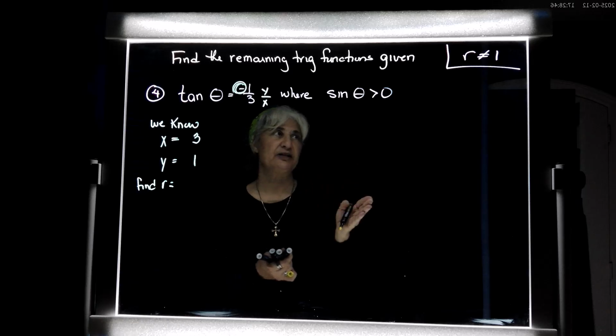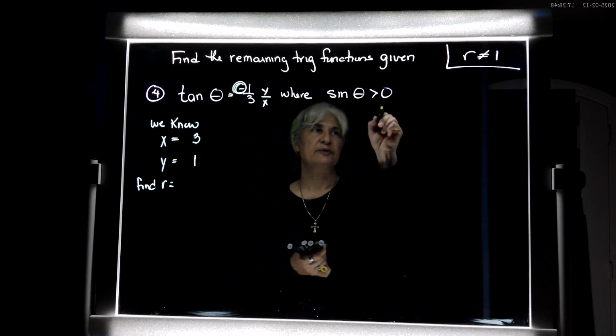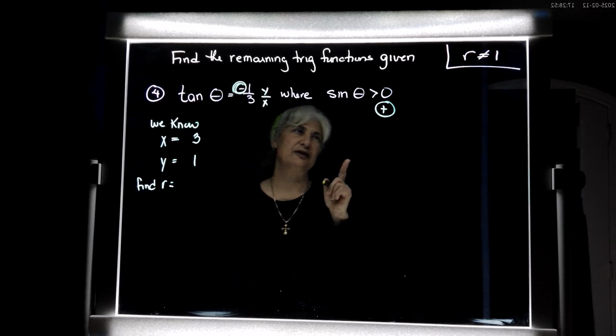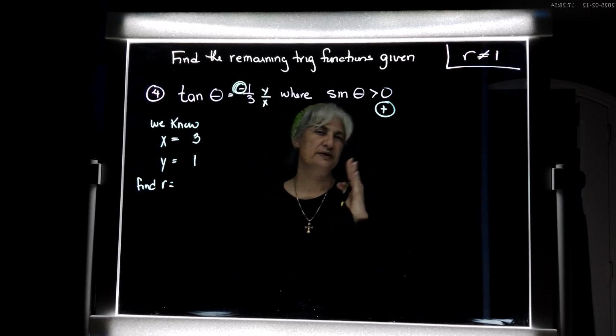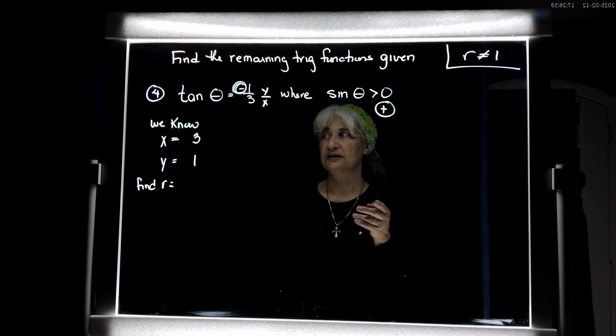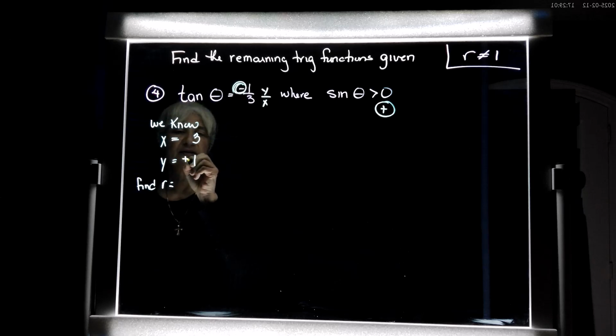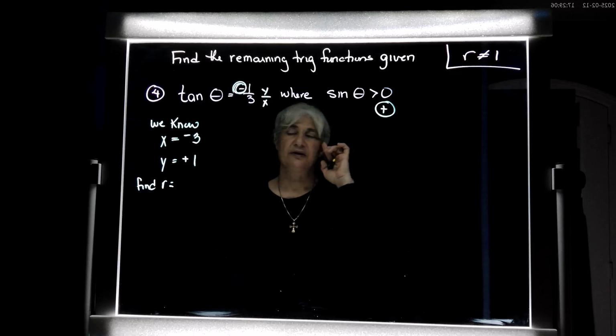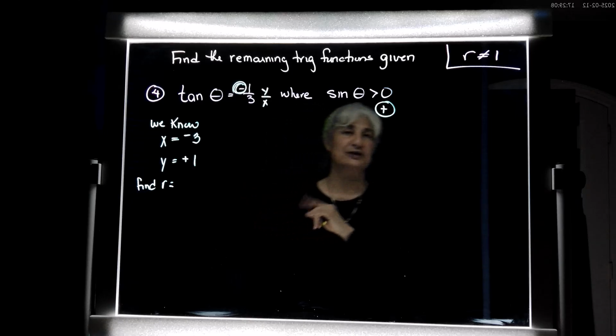The sine of theta is greater than 0. That means it's positive, isn't it? Okay. So sine of theta, which variable is associated with sine? The y's. That means the y's have to be positive, which tells you that negative has got to go with the x first and foremost. So you kind of have an indication of what's going on over there.